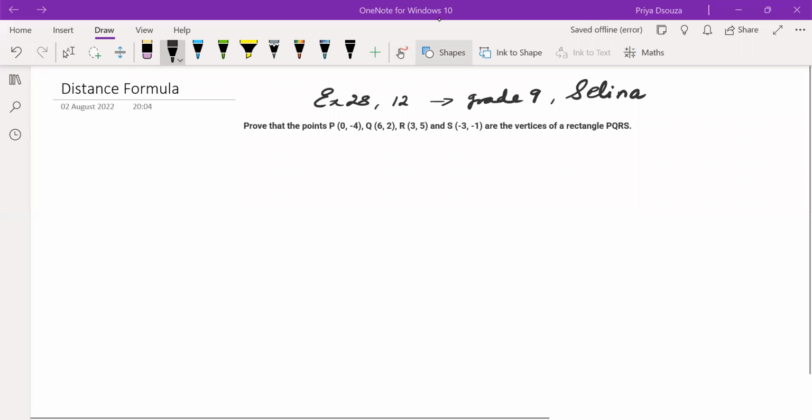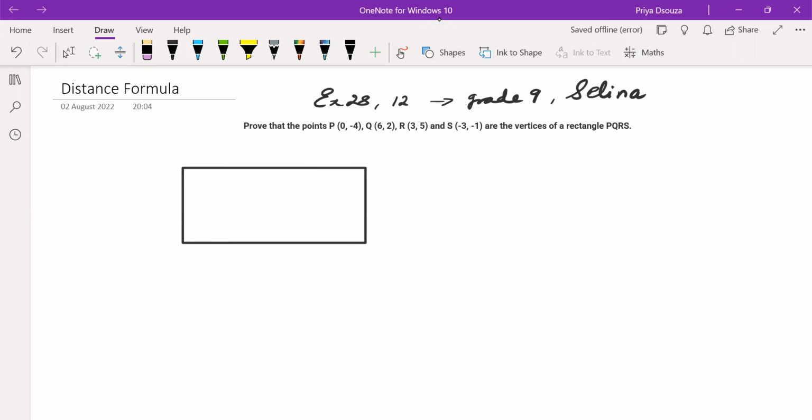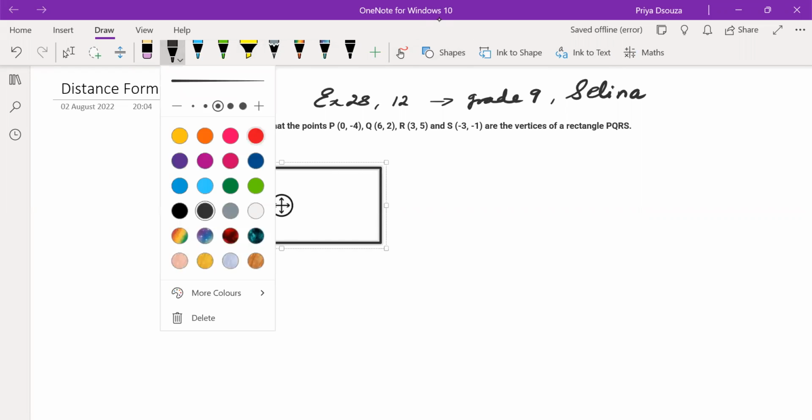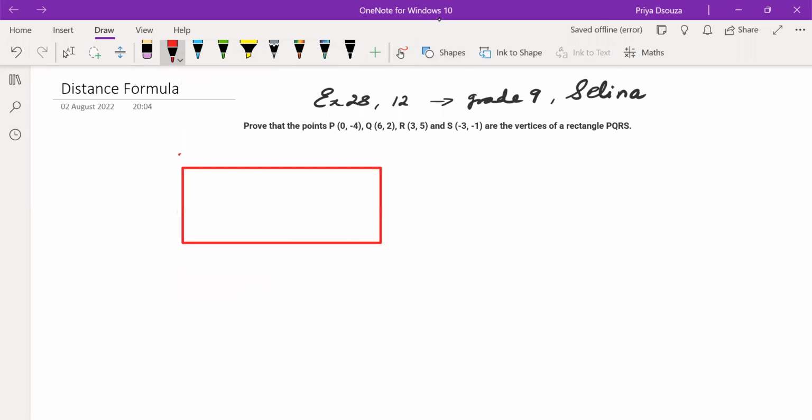Okay, so first of all, let me draw a rough sketch. That's what is required in coordinate geometry. You draw a rough sketch, you get some clarity. Next, what do I do? I'll just name the vertices. Sorry, it's already given, so you can just erase it. I'll keep it as P, Q, R, S itself.